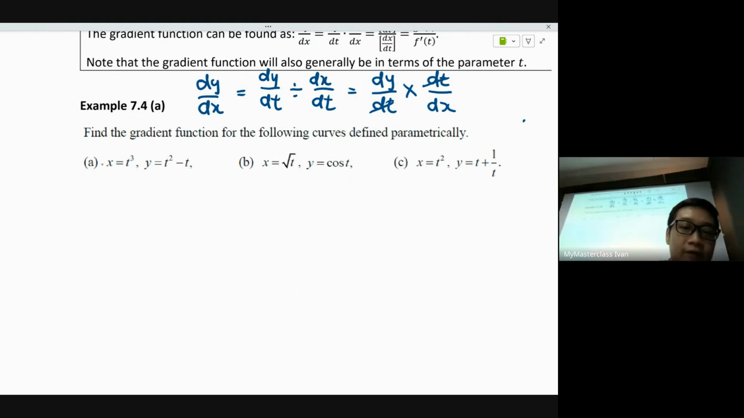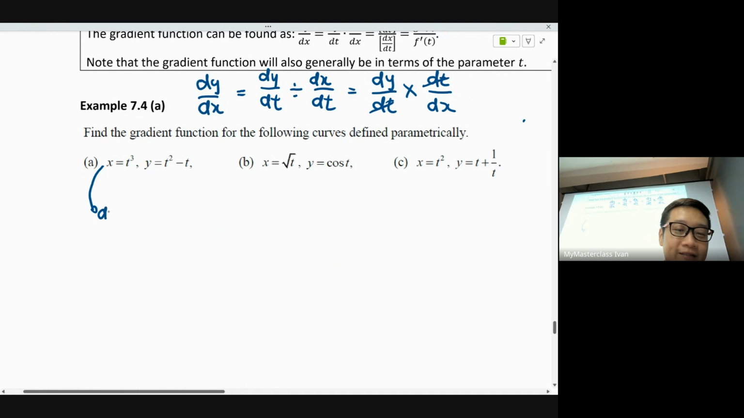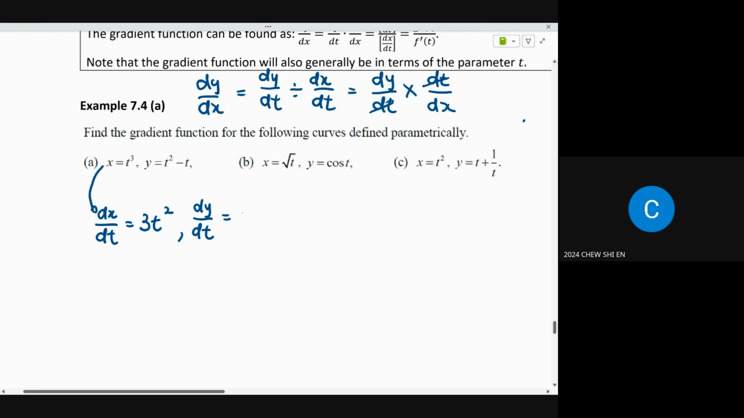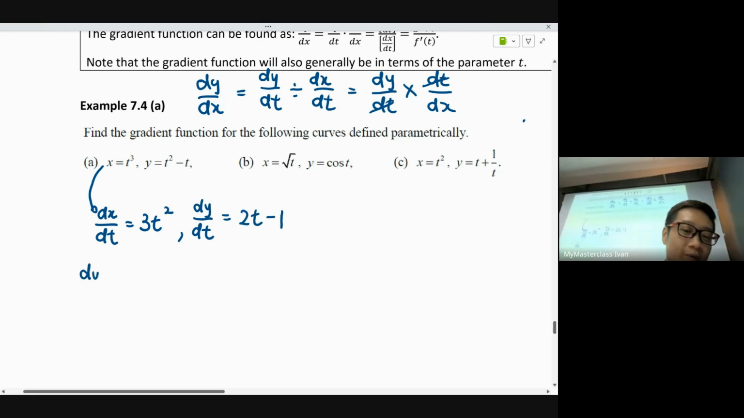Okay, so if x, you differentiate x with respect to t, it's called dx dt. Understand? Equal 3t squared. Okay, dy dt. Shen, tell me what is this equal to? 2t minus 1. Yeah. So what is dy dx equal to?